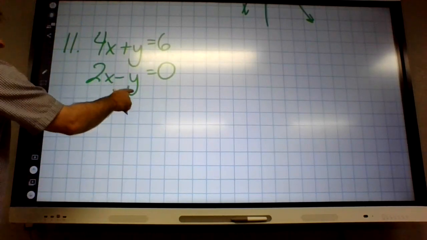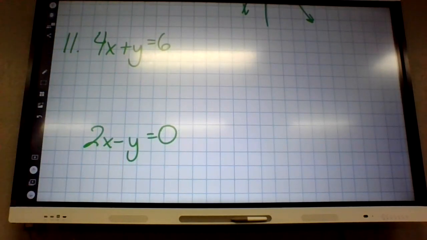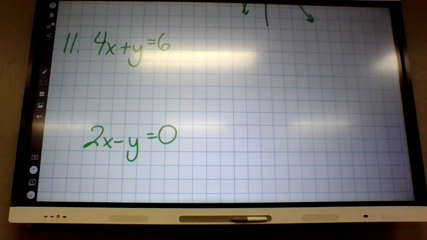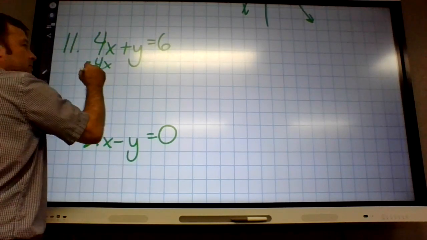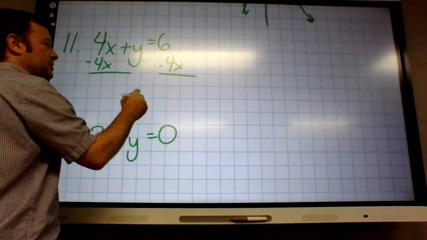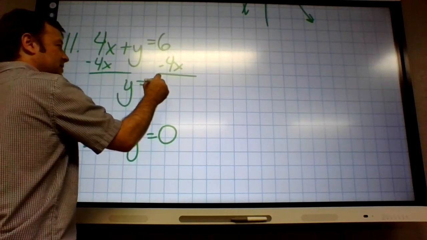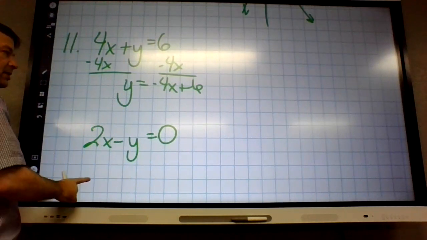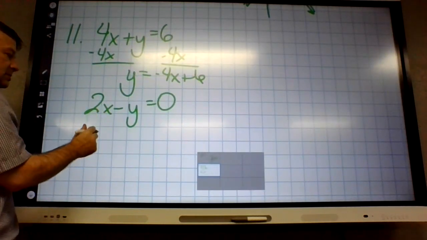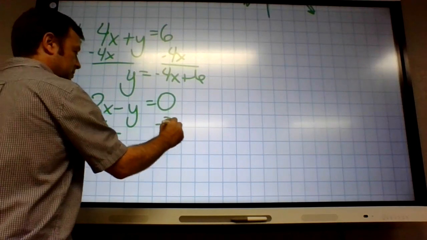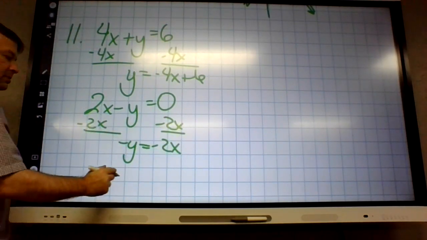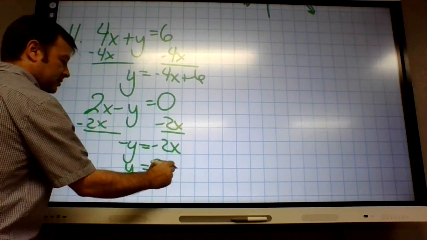Okay, what should we do first on this one? Willow, to graph this, what should we do first? Minus 4x. Do 6 minus 4x mix? No. Okay, and on this one? How do I get rid of that negative? Divided by negative 1. Okay.